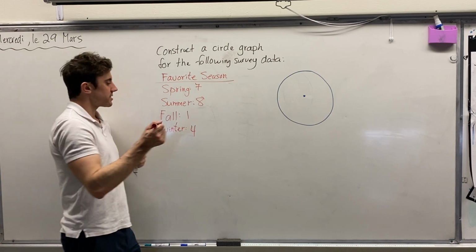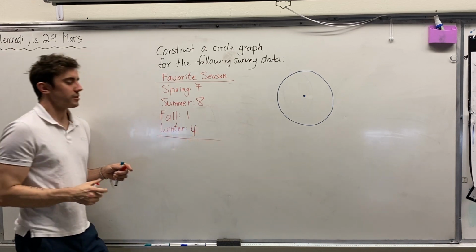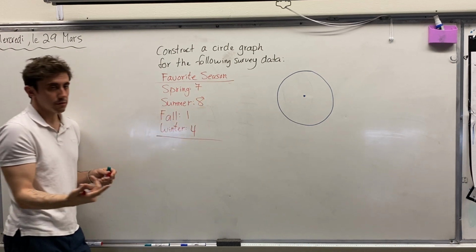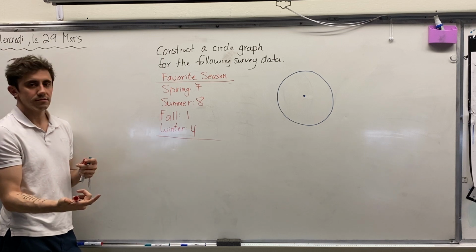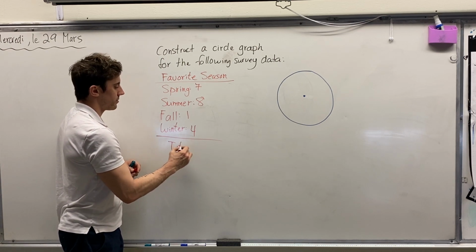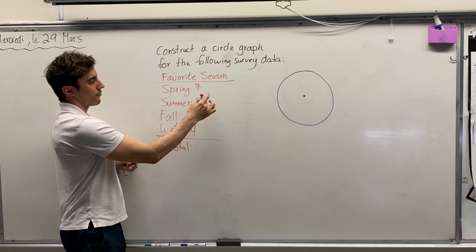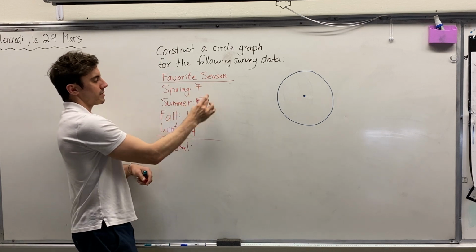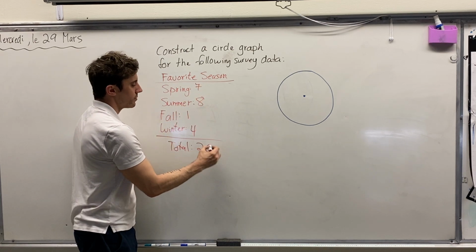So the first step is always getting the total amount of people that were surveyed, right? Because we need to know how many people actually answered this question. So if we add up all four seasons together, we'll get 7 plus 8 plus 1 plus 4 for a total of 20 people surveyed.